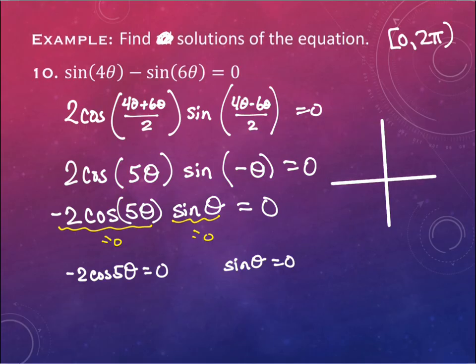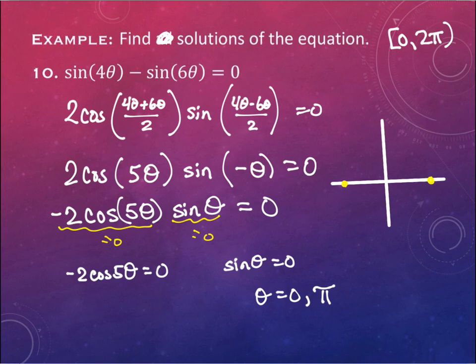All right. The sine of theta equals 0. The second one's the easy one. Let's just do that one first. Where does sine of theta equal 0? 0 and pi. Everybody good with that? That's the easy one.